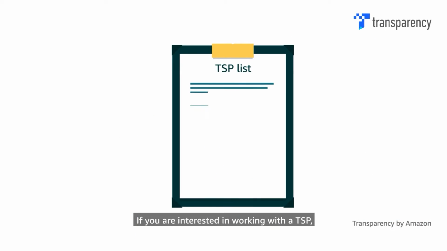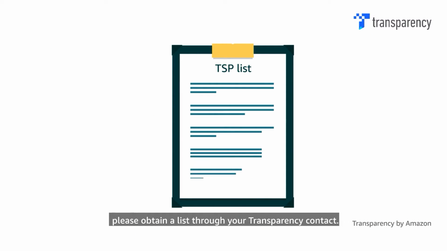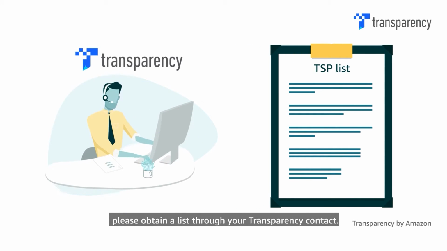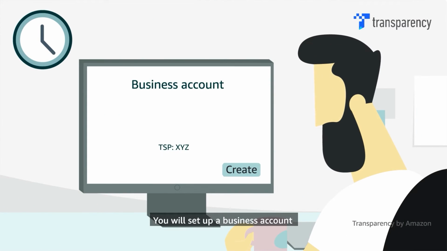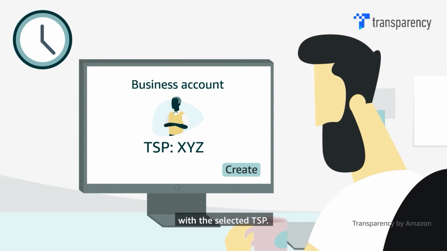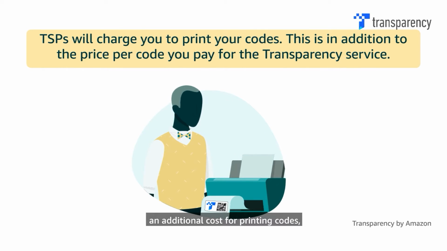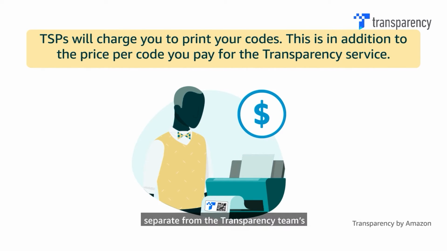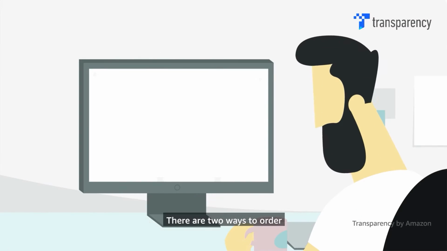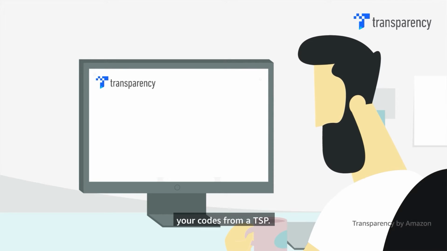If you are interested in working with the TSP, please obtain a list through your transparency contact. You will set up a business account with the selected TSP. Please set up this account as soon as possible. Please also note that the TSPs will charge an additional cost for printing codes, separate from the transparency team's cost for the codes themselves. There are 2 ways to order your codes from a TSP.